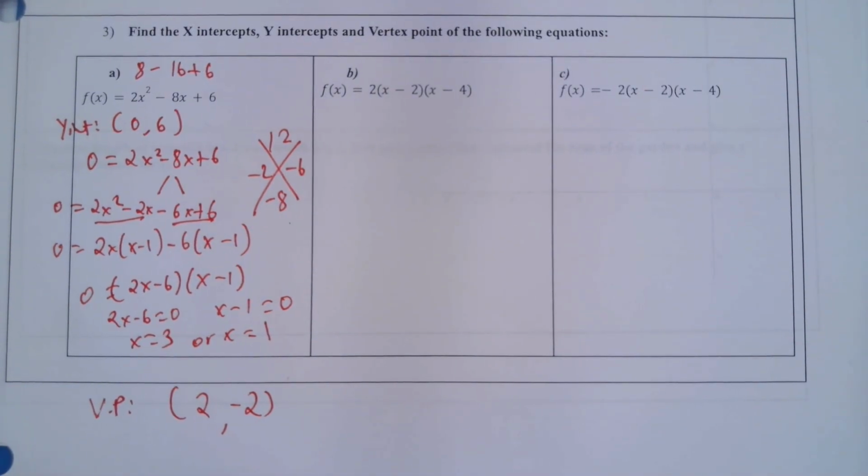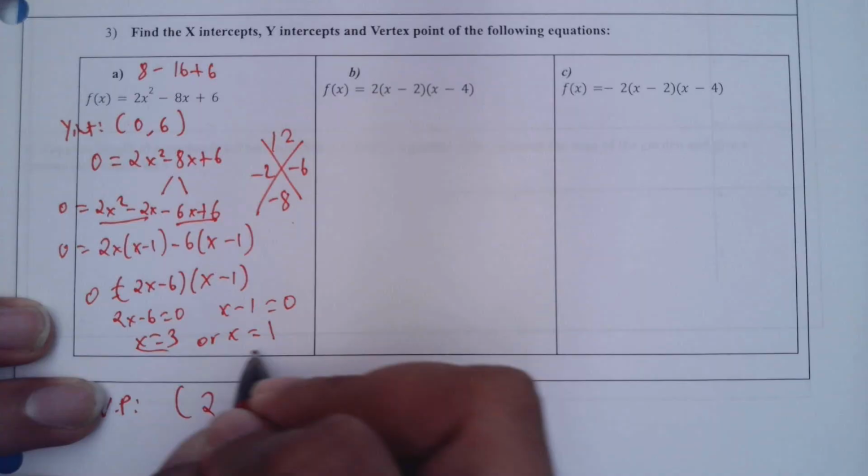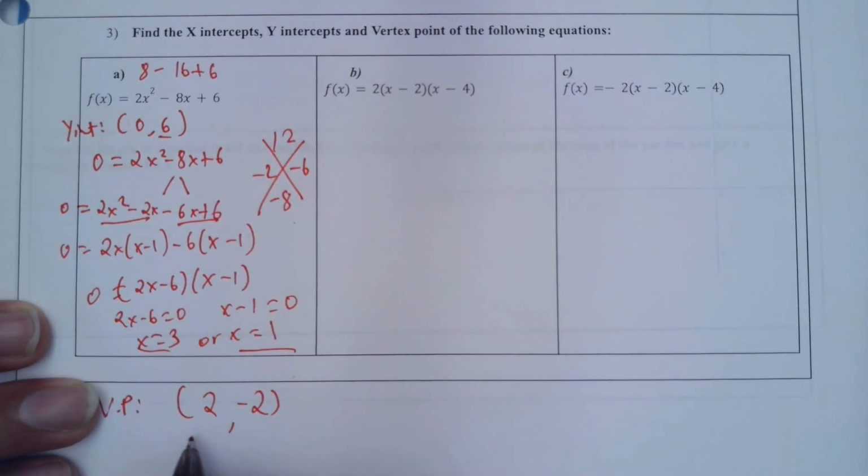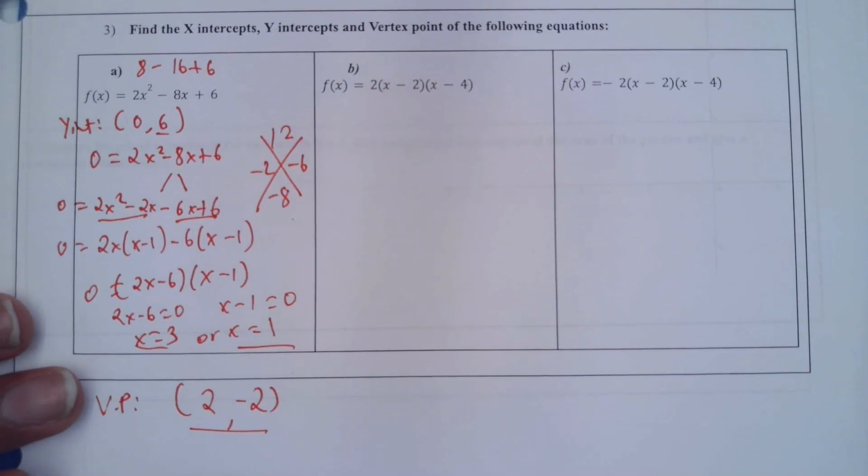You found the x-intercepts. The x-intercepts are 3 and 1. The y-intercept is 0 comma 6. And the vertex point is 2 comma negative 2.